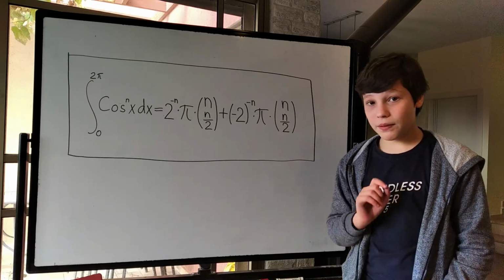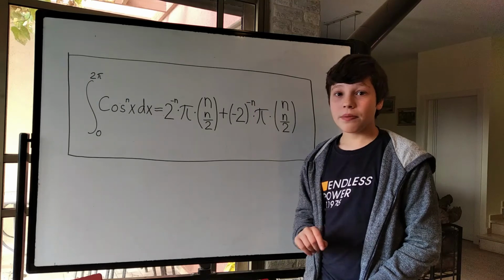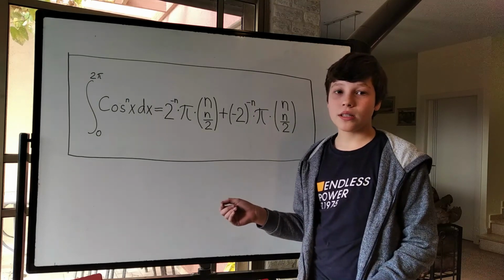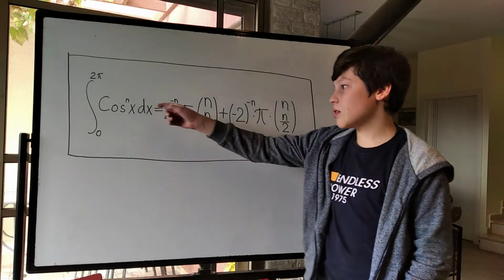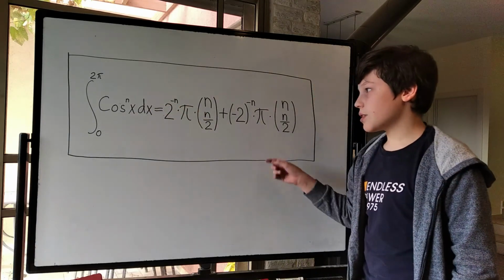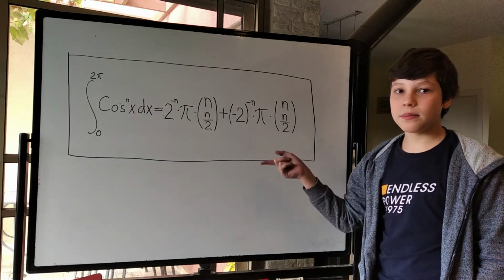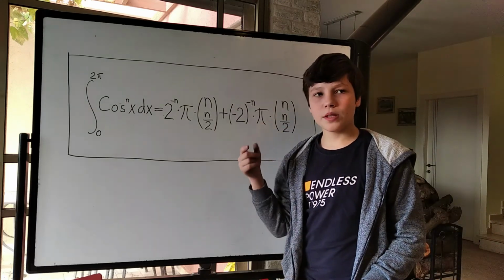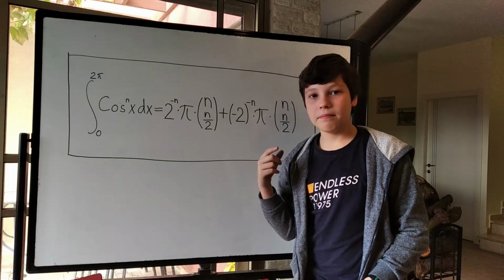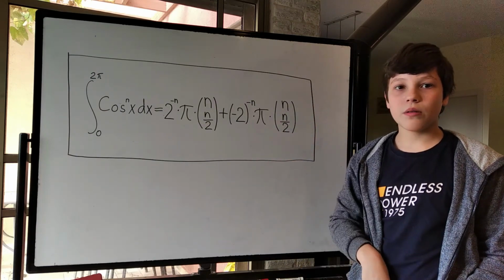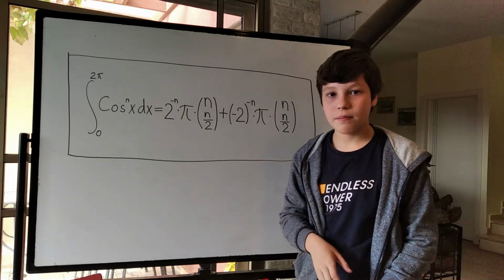And before I end this video, this quickly gives us the solution of the original problem when n was 2020. Just 2 to the negative 2019 times pi times 2020 choose 1010. So if you want to know what the answer was, that's the answer.